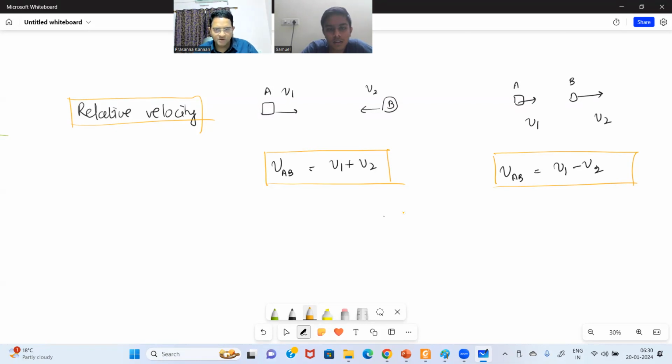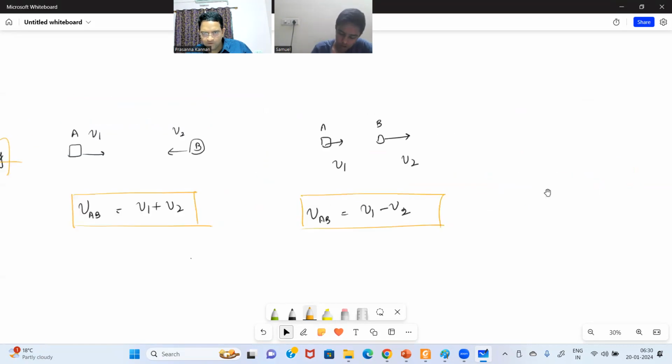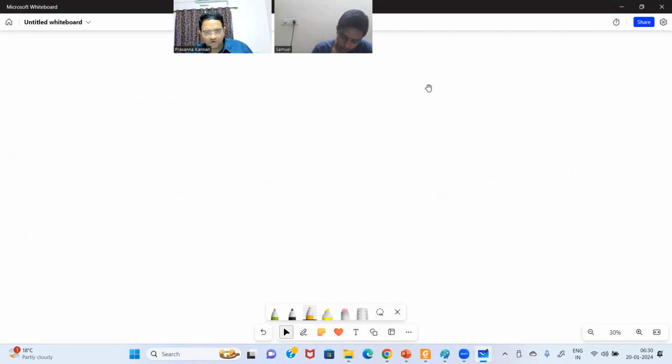Relative velocity. So when a body is coming in the opposite direction, your velocity with respect to the other person's velocity is always v1 plus v2. Similarly, when you're going in the same direction, then it is v1 minus v2. Okay, you'll have problems based on this as well. Pretty much this is what you learn in your first chapter, motion in a straight line.